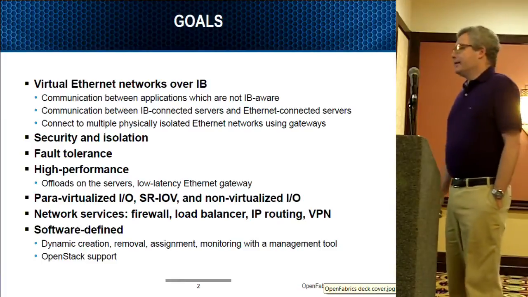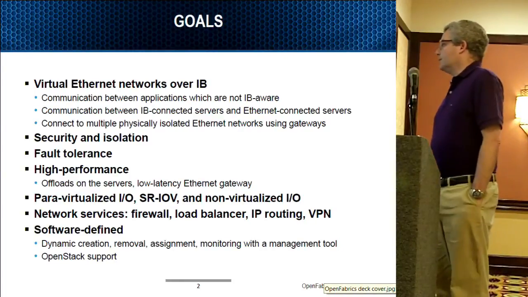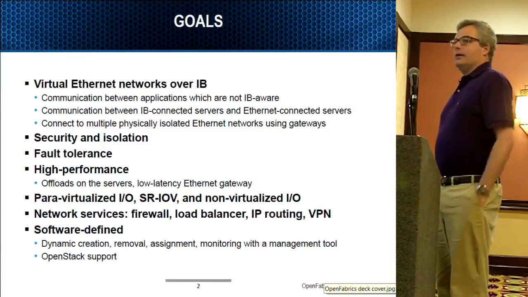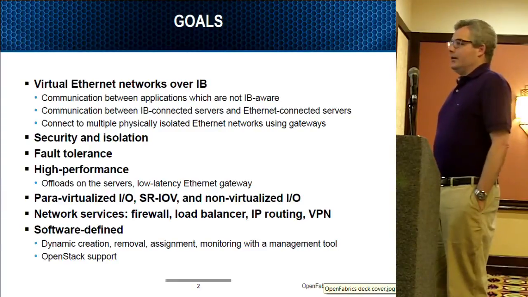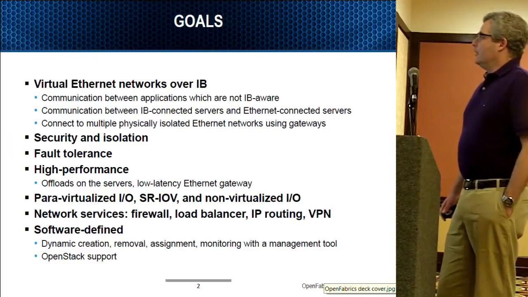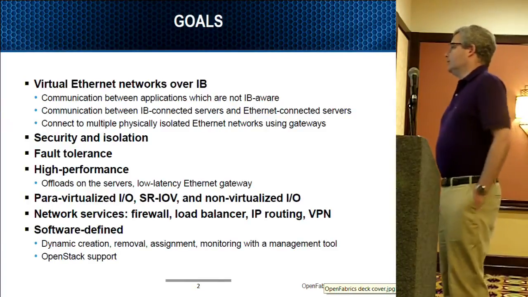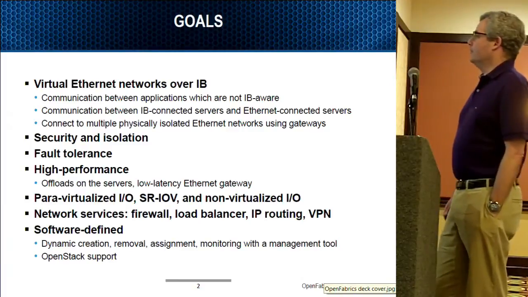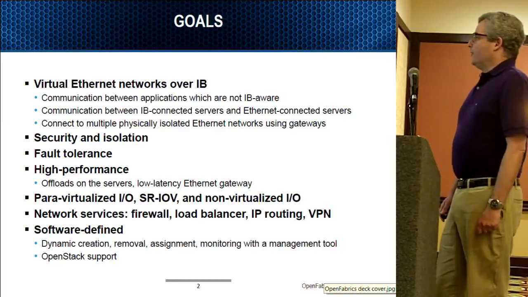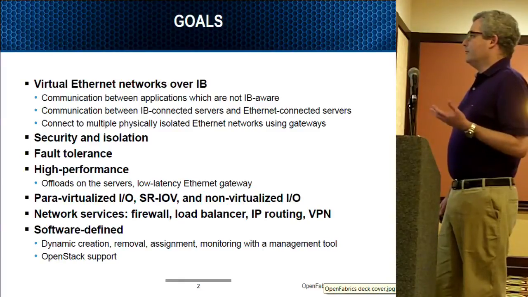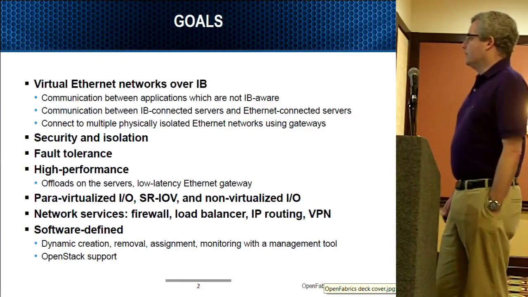So our goals when architecting this solution were to provide, as I mentioned, virtual networks over InfiniBand, software-defined virtual Ethernet networks. So basically provide a large number of networks that could be used for different applications or multi-tenancy, such as in cloud environments, and basically enable communication between applications that are not IP aware and don't use the low-level InfiniBand verbs or ULPs that are specific to InfiniBand, but expect a virtual NIC, an Ethernet NIC, a layer 2 NIC. And also provide communication between InfiniBand connected servers and Ethernet connected servers, that is, have gateway hardware that connects the two, potentially to multiple different networks.